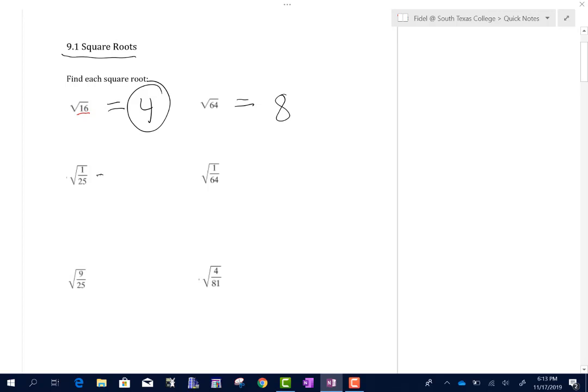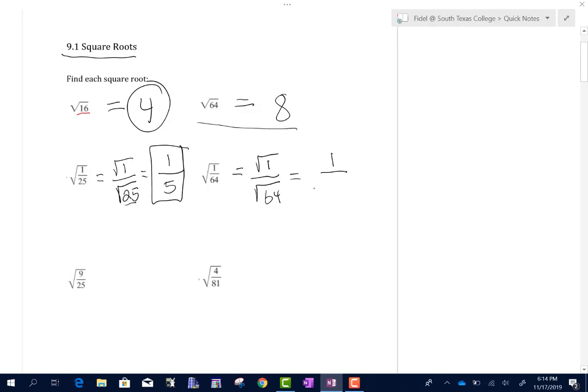Now, when we have fractions, don't get too nervous. Just think about it as a fraction of square roots, okay? So what times what gives me 1? Well, 1. What number multiplied by itself gives me 25? 5, okay? Same thing over here. You can think about this as a fraction of square roots, okay? So square root of 1, again, we already said was 1. We just said a little while ago the square root of 64 was 8.